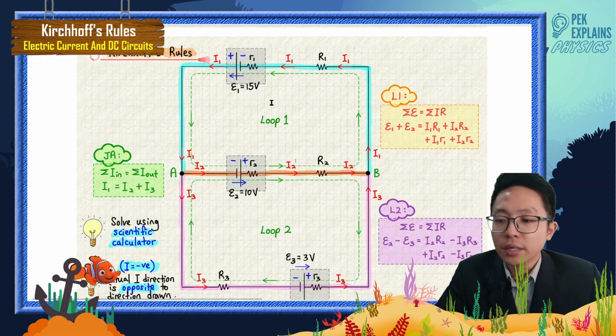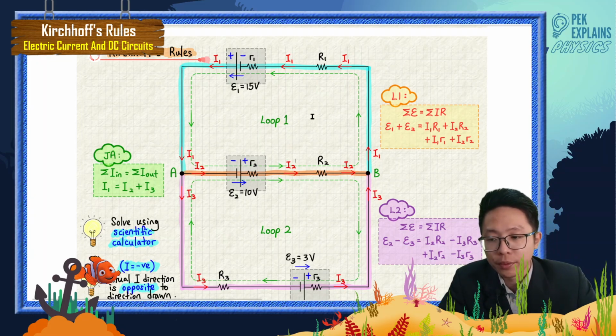So the upper loop I put as loop 1. Loop 1 means I travel along this loop. That means I go from B, passing through internal resistor R1, E1, and then junction A, and then passing through EMF 2, resistor R2, and then going back to the same point, junction B.